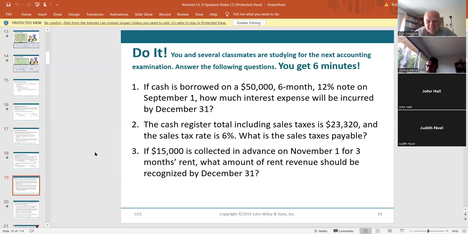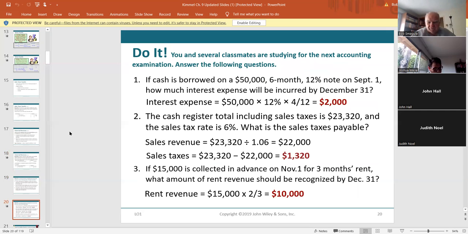Let's look at this real quick. Cash register had sales of 23,320 and the sales tax rate is 6%. We just multiply that out. And what amount of rent revenue should be recognized by December 31st? We collected it on November 1st. So that's 2 months of rent that we'd have to worry about.